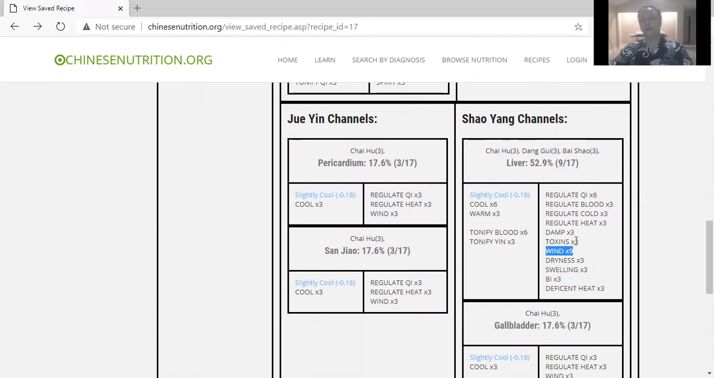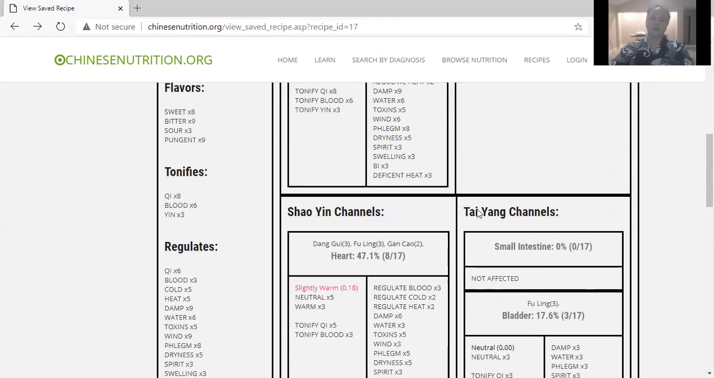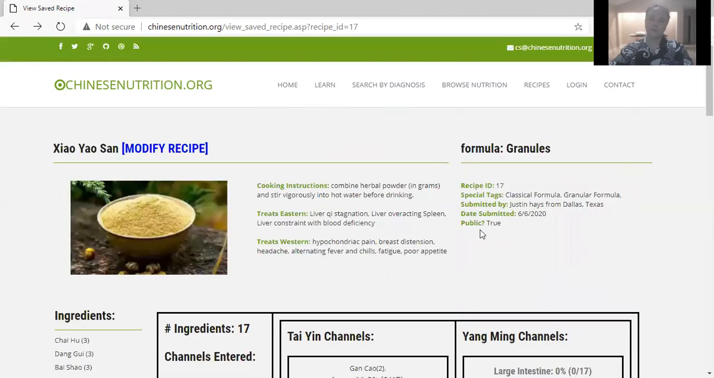are going to help with the liver wind, which is things like, it starts with shakes, tremors, can turn into convulsions, epilepsy if it's left untreated and accumulates over a long period of time. So that's kind of an overview of how the recipe analysis tool works. You can use it with recipes as well as foods.